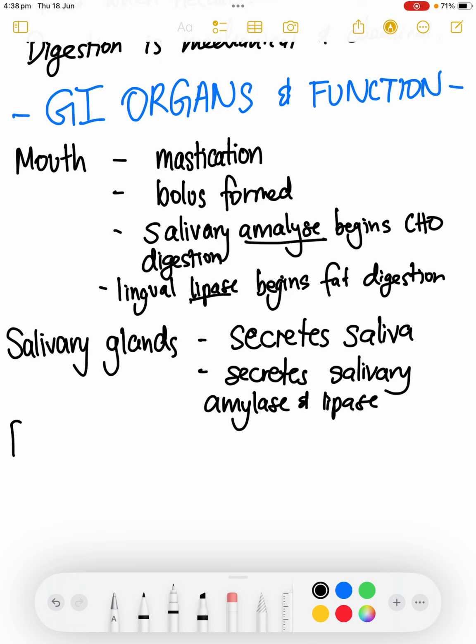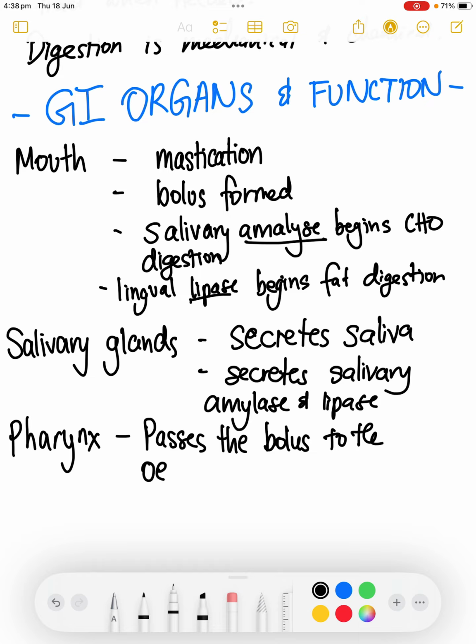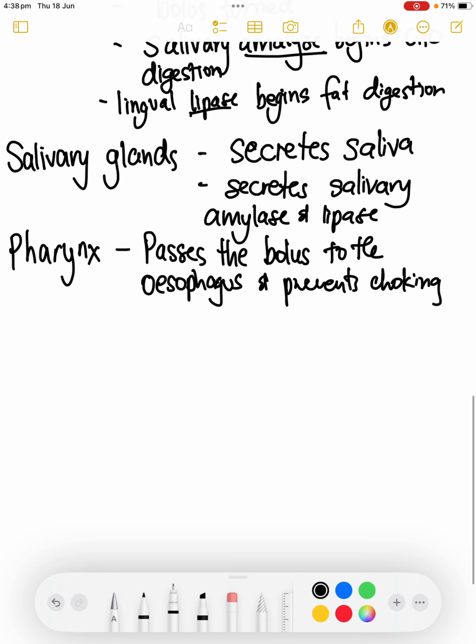The next one is the pharynx. What happens there, that just passes the bolus from the mouth to the esophagus, and the epiglottis really closes airways to prevent choking too. So it passes the bolus to the esophagus and prevents choking. All right.